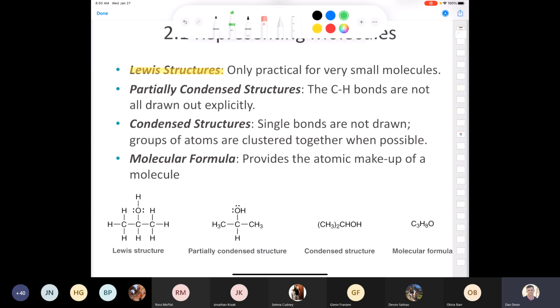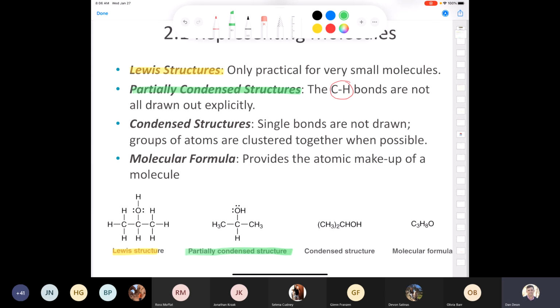The next is a partially condensed structure. A partially condensed structure is one where we eliminate, or don't show, the carbon-hydrogen bonds. Since we have so many carbon-hydrogen bonds in organic molecules, if we just leave those out, you can see that we eliminate a lot of work, right? We leave out these bonds here, this bond, and so on. So you can see how going from a Lewis structure to a partially condensed structure can save you quite a bit of work.